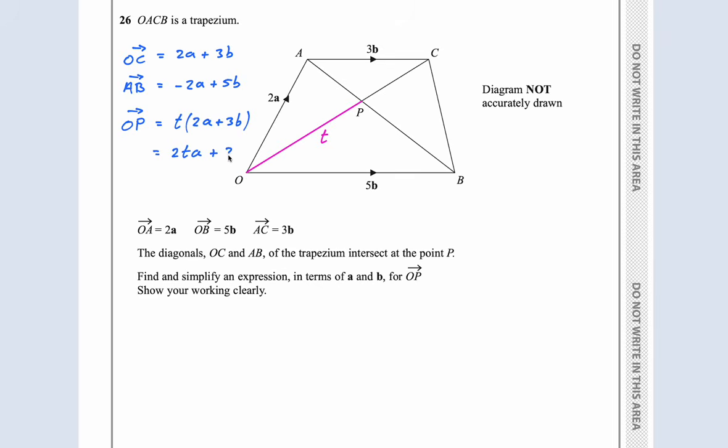2ta plus 3tb. Okay, that's OP. But I'm going to get OP in another way now as well. I'm going to say OP is equal to OA, which is 2a, so I'm going to go up here, plus some fraction of AB. So let's call this fraction, the fraction of AB, I'm going to call lambda. So it's 2a to get to here, plus lambda, some fraction of AB.